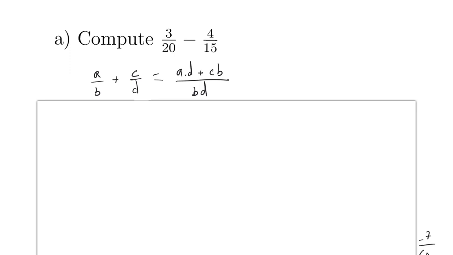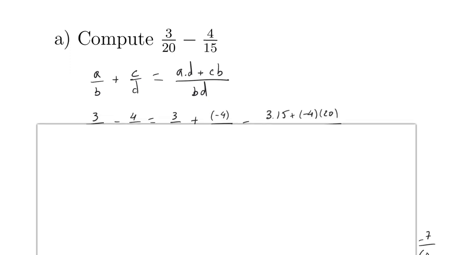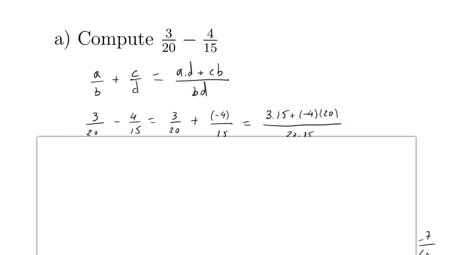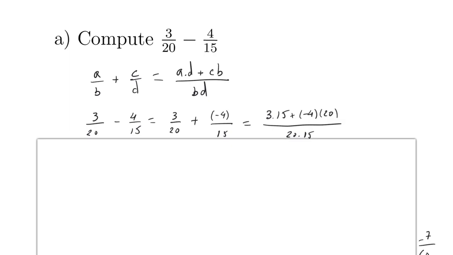And now we apply it with this minus sign. So it will be 3/20 plus minus 4/15. So it's this by this, minus this by this, because of this minus sign. A by D plus C by B divided by B multiplied by D.